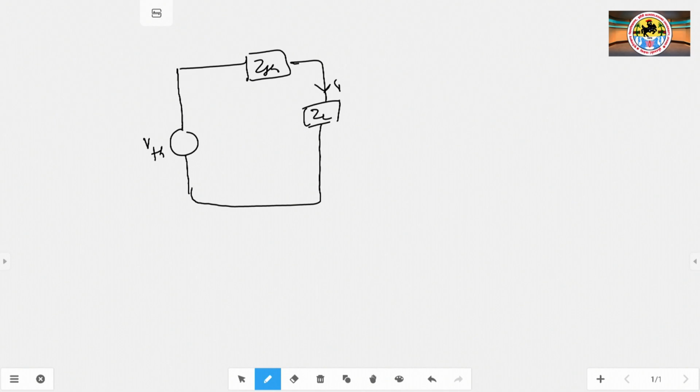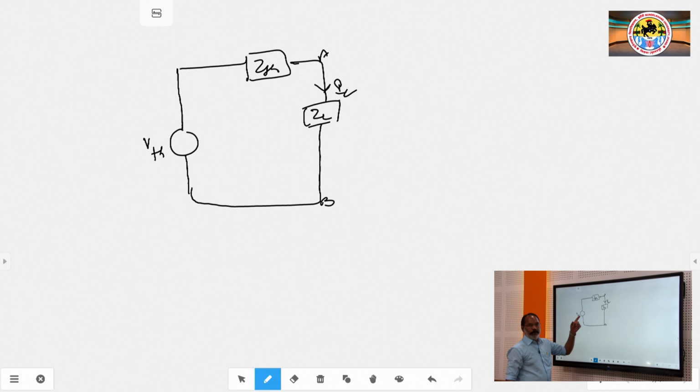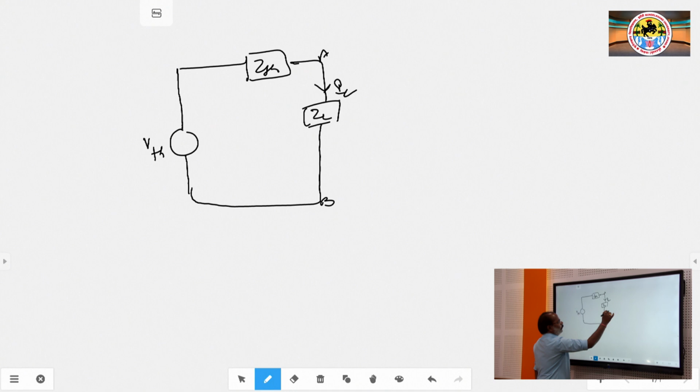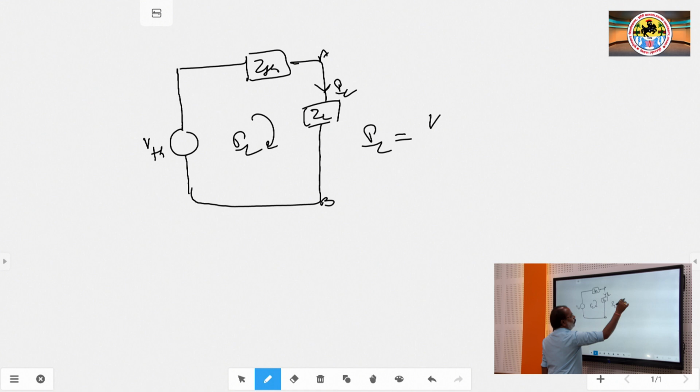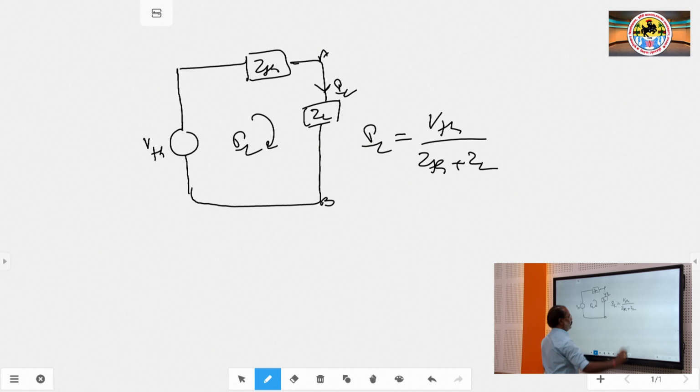Now, this is nothing but the Thevenin's equivalent circuit. This VTH is Thevenin's equivalent voltage, ZTH is Thevenin's equivalent impedance, and ZL is the load impedance. And this IL is nothing but the load current, which we have to find. Now, according to this circuit, IL will be equal to VTH upon ZTH plus ZL. Now, the question arises, how to find the values of this ZTH and VTH.